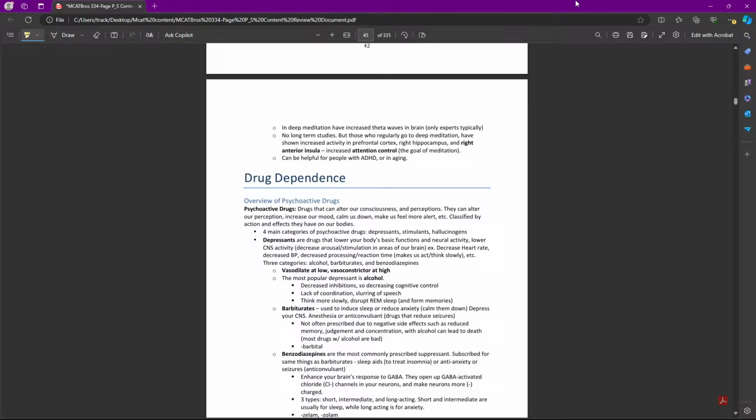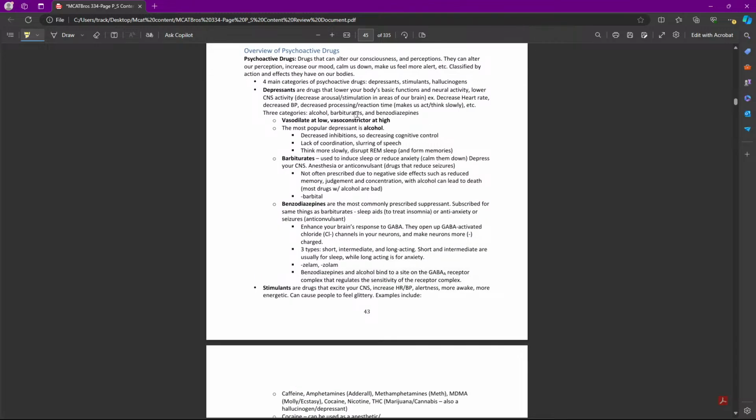The most popular depressant is alcohol. It decreases inhibition, so it decreases cognitive control. There's a lack of coordination and slurring of speech. It impacts the temporal lobes as well, and it interrupts REM sleep, which is where memories are formed.